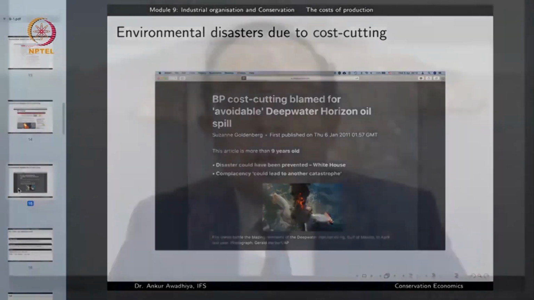So in all these cases, what we are observing is that cutting of cost by firms can lead to, and has led to, a large number of environmental disasters. But the firms are doing this cost cutting because they seem to be rational decisions for these firms. In economics, we assume that everybody is a rational decision maker, and in a number of cases, this cost cutting does appear to be rational.